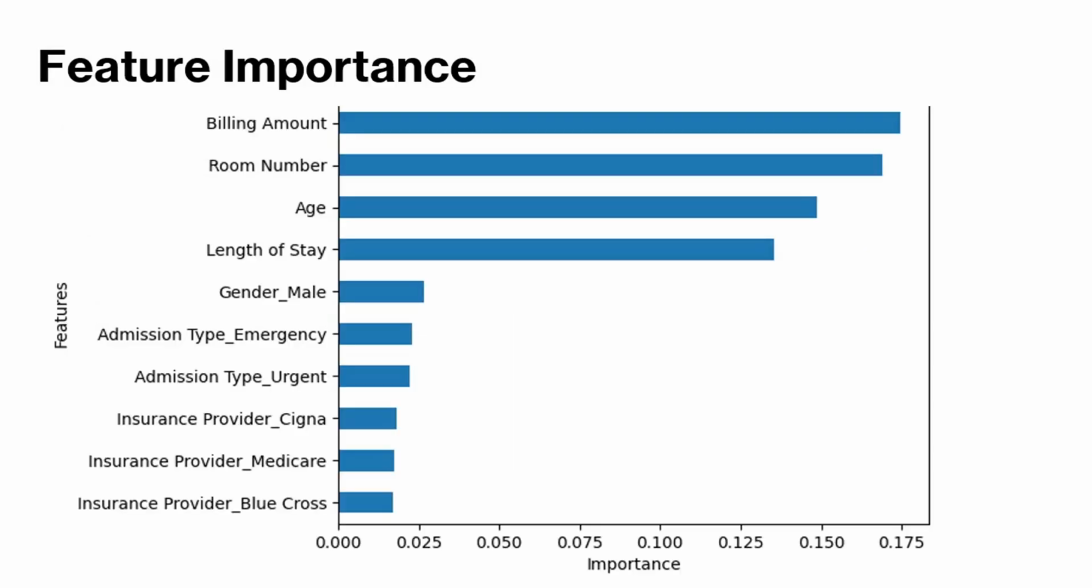I analyzed feature importance to understand which variables had the greatest impact on the model prediction. Feature importance shows how much each feature contributed to the decision-making process of the random forest model. In this plot, the top 10 most important features are displayed. Features with a higher importance value have a stronger influence on predicting the test results. In this plot, we can see that the billing amount and the room number are the highest.